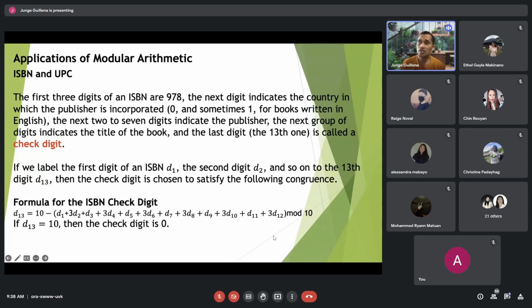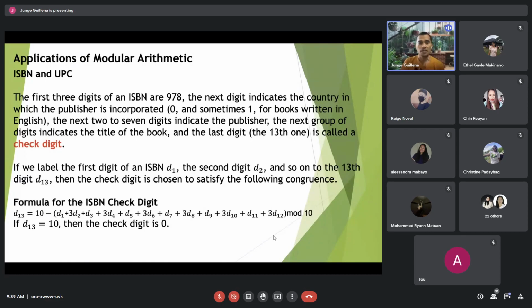So how could I know, sir, that the ISBN is valid or not? Just check the last digit using this formula. If the value from the formula is equal to the last, 13th digit in the ISBN of your book, then that is a valid ISBN. That means that book is published by a legal publisher.